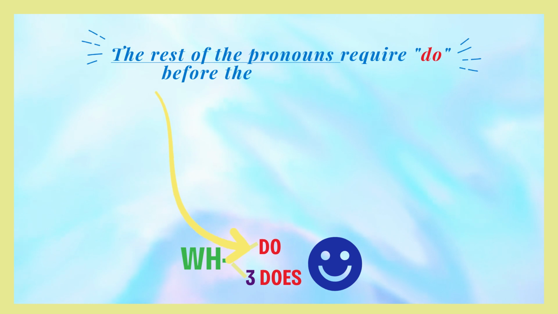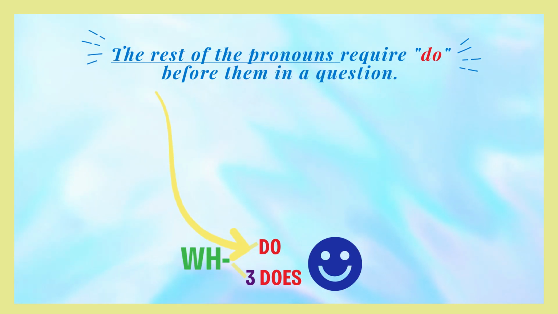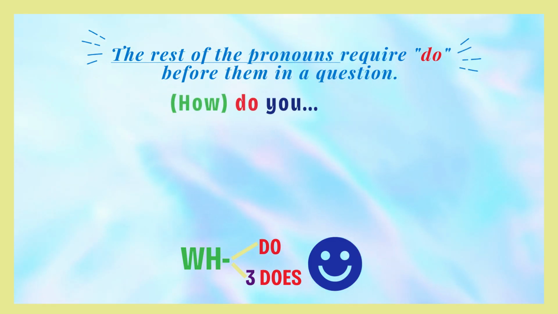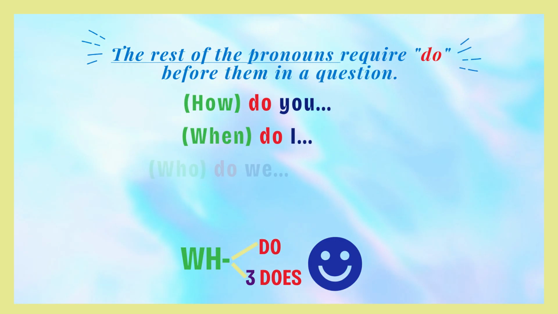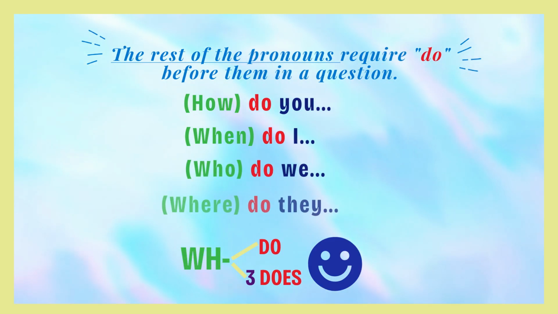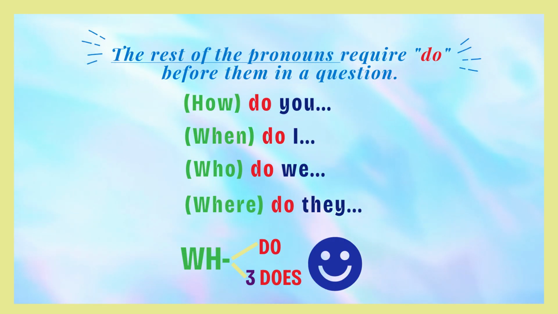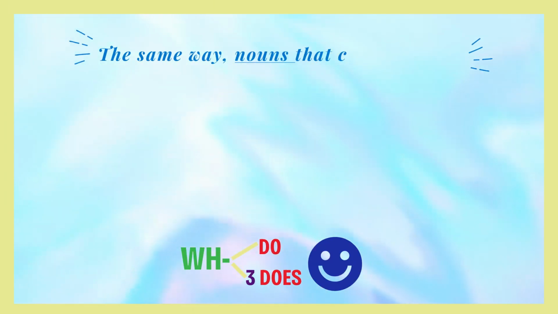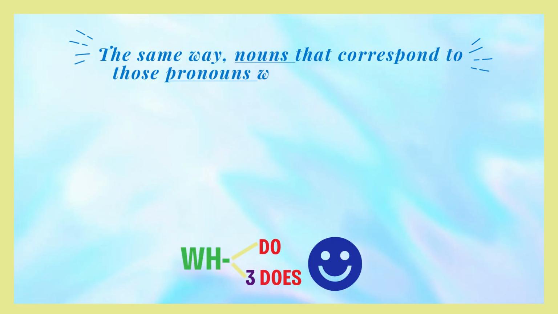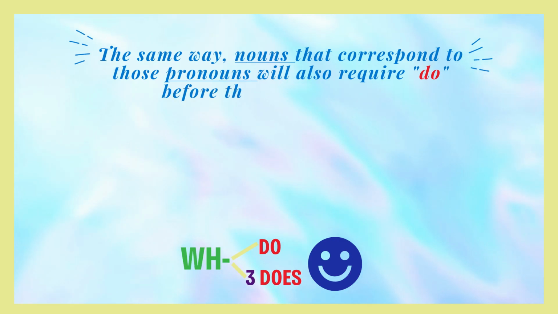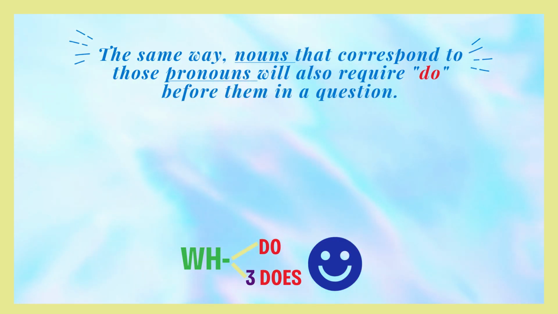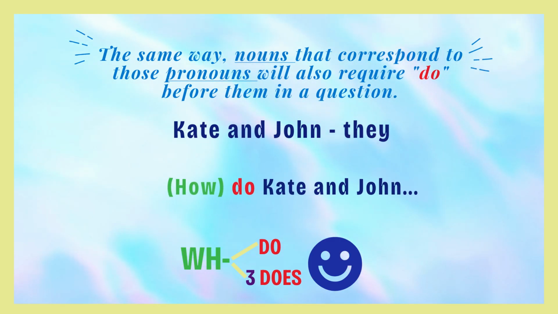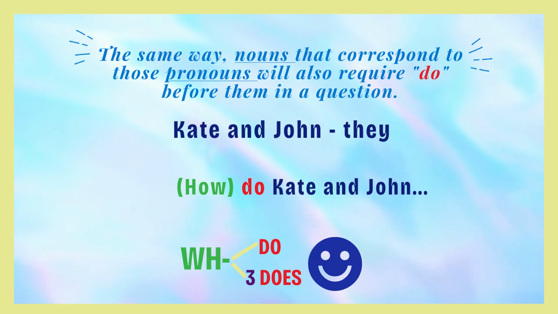The rest of the pronouns require do before them in the question. How do you? When do I? Who do we? Where do they? The same way, nouns that correspond to those pronouns will also require do before them in the question. Kate and John, they. How do Kate and John?